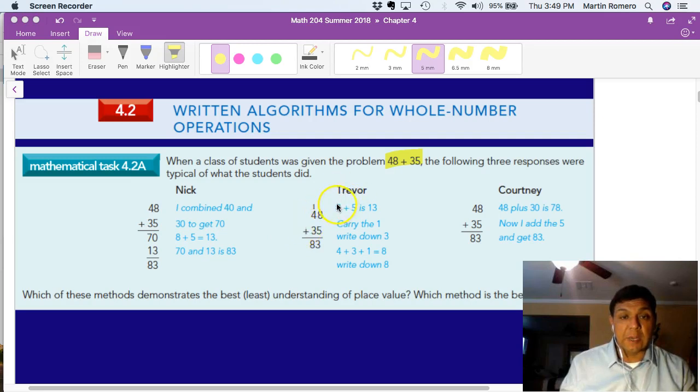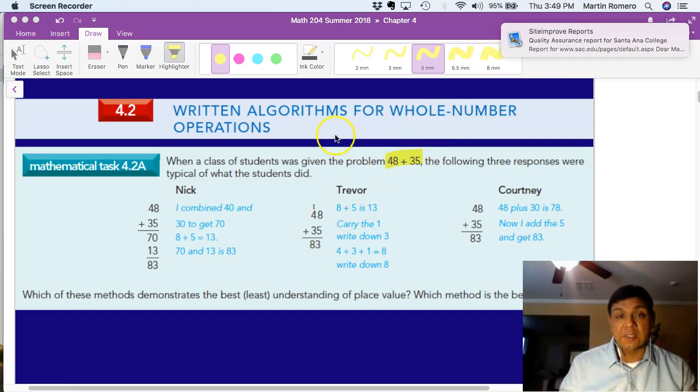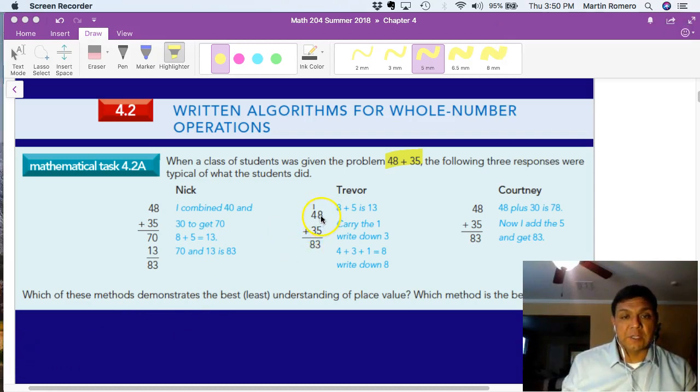Only one of them, what we'd call Trevor here, is using what we call the standard algorithm. And so you can see what he's doing there. Trevor does 8 plus 5 is 13, put a 3 down, carry the 1, and then adds them up, it's 83. And you can then see alternative methods.